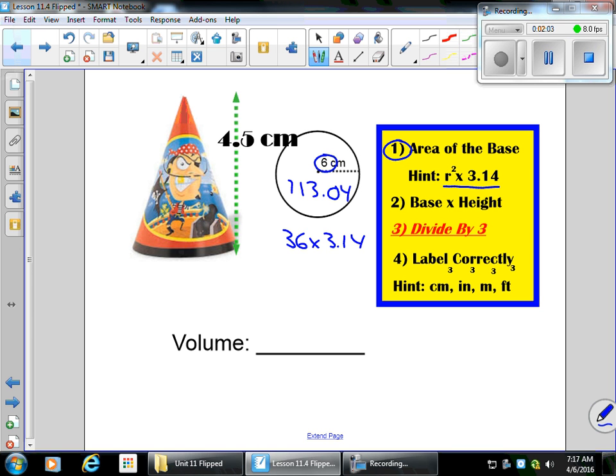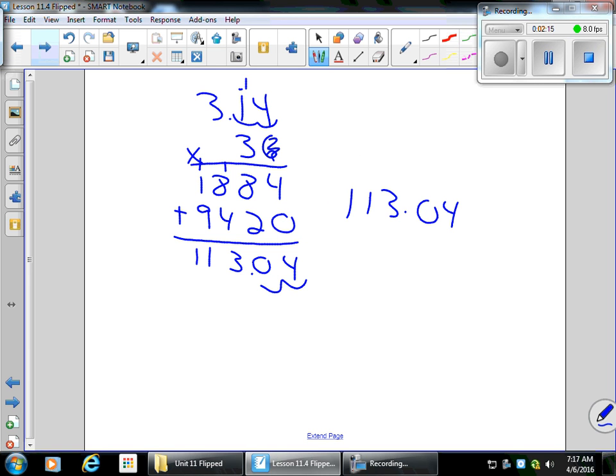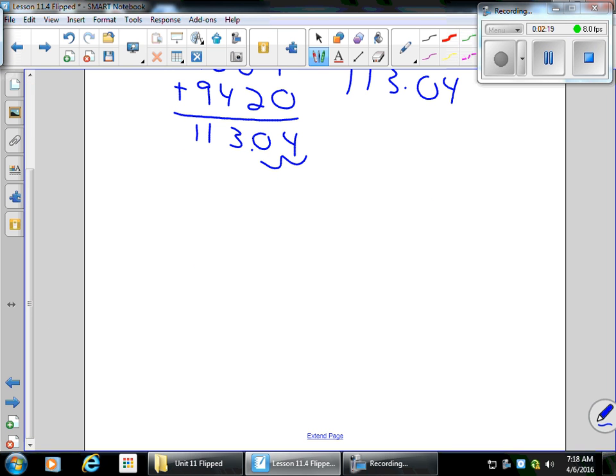Now I'm going to multiply the base times the height, just like we did with the cylinder. So make sure we do that. I'm going to be multiplying 113.04 times 4.5. That's my height. Remember, you don't have to line decimals up when you are multiplying. All right, let's watch here.